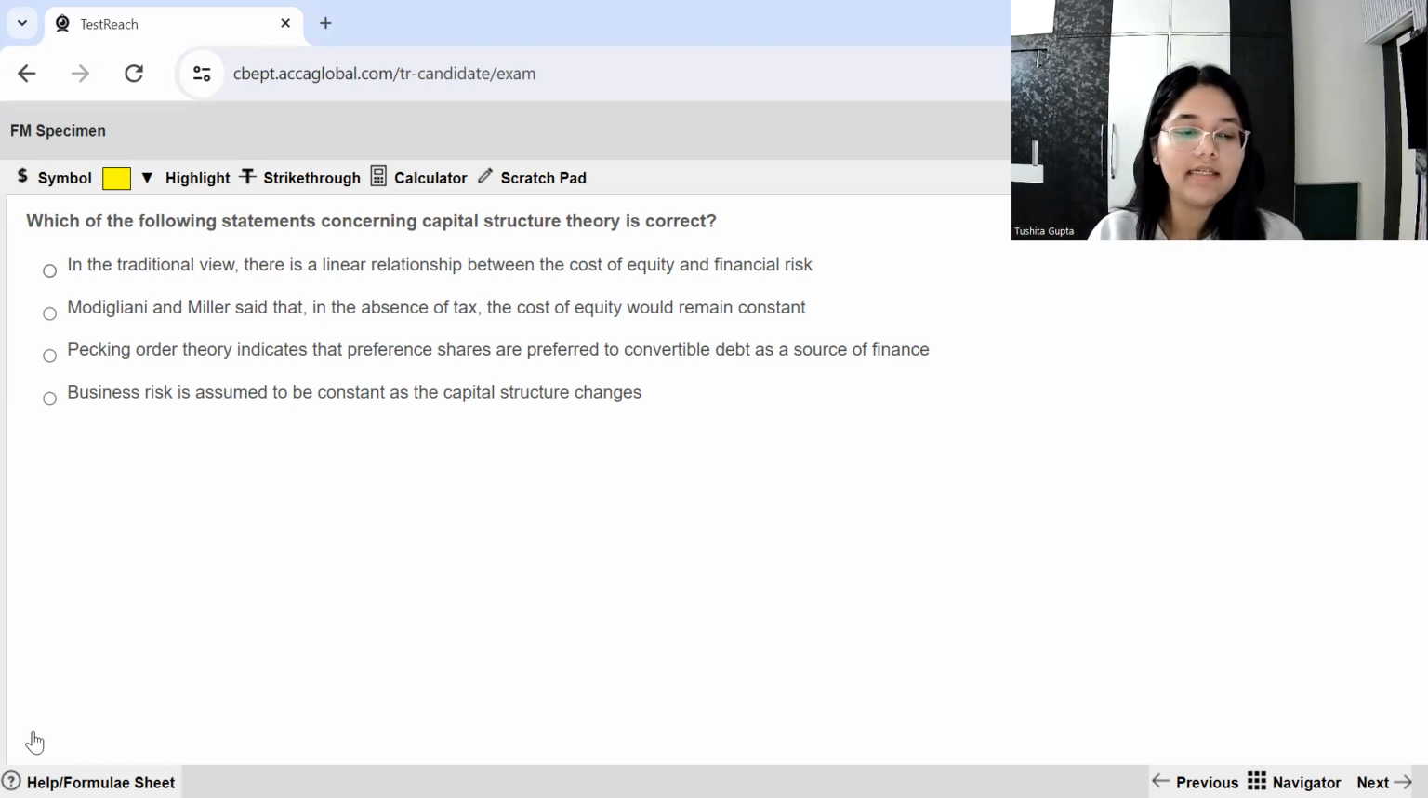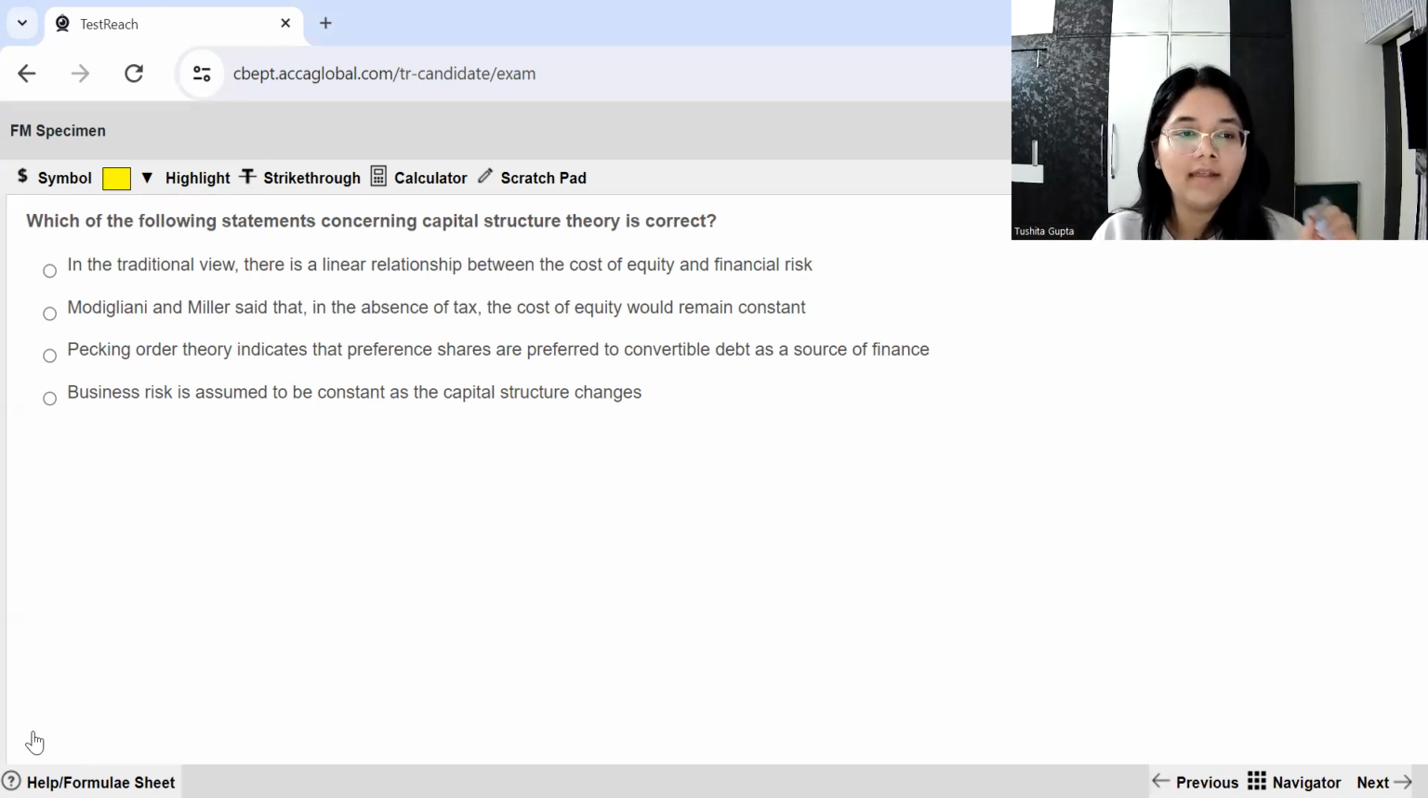Here the statement says linear relationship. Linear means that if the cost of financial risk increases by 1 point, then the cost of equity will also increase by 1 point, which is not the case. If financial risk increases by 1 point, then the cost of equity increases multiple times. That's why this cannot be called a linear relationship. That's why the first statement is wrong. Now I move on to the second one.